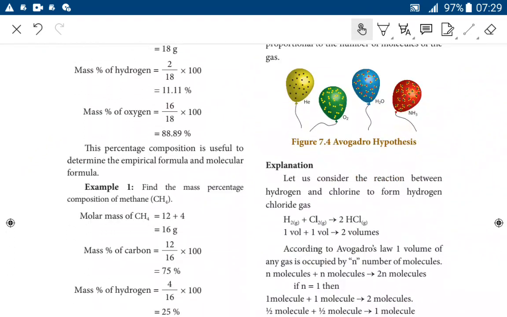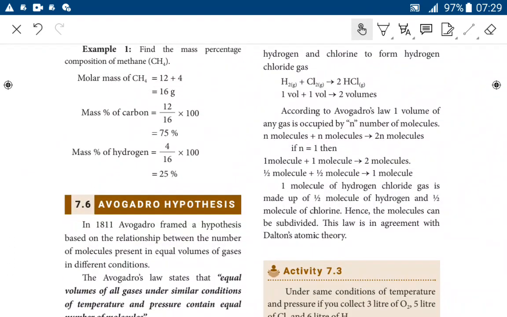And next, see the Avogadro hypothesis. Avogadro brought out the relationship between the number of molecules and the volume of gases. So the Avogadro hypothesis is based on the volume of gases. Equal volumes of gases contain an equal number of particles. That is Avogadro's law, at the same temperature and pressure.